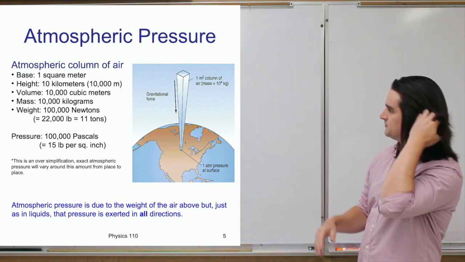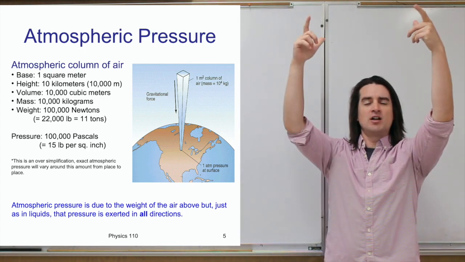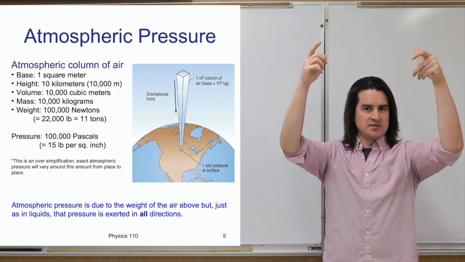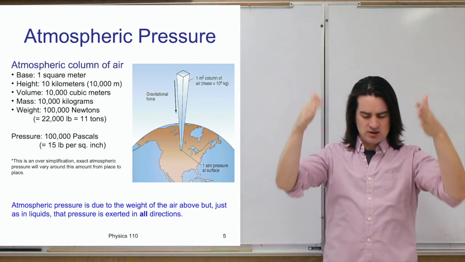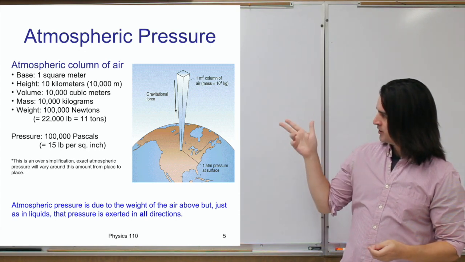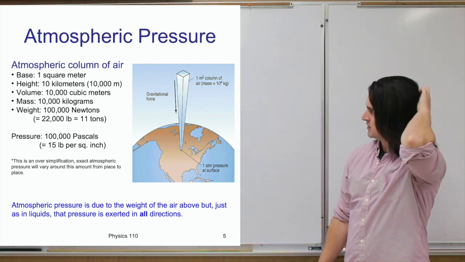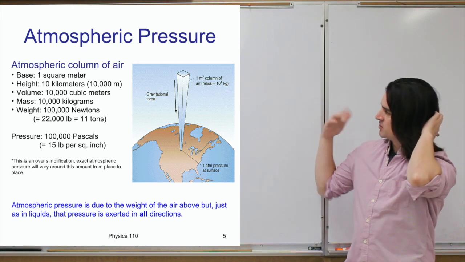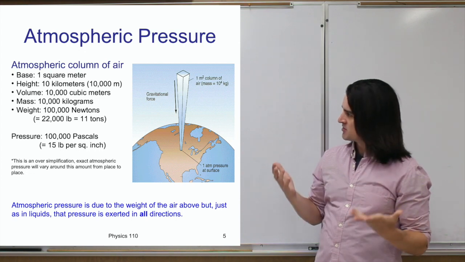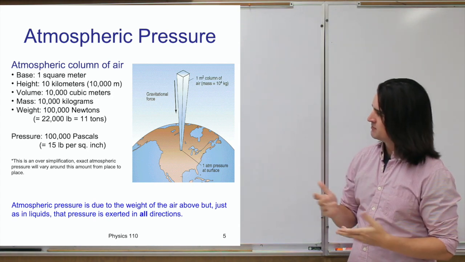Okay? So take our 1 square meter and imagine extending this column of air, 1 square meter around, all the way up to the top of the atmosphere. It's the weight of all of that air in that column that's pushing down on this square meter. So the volume would be 1 square meter multiplied by the height of the atmosphere, 10,000 meters, so we get 10,000 cubic meters, and the mass of that, using the density of air, turns out to be 10,000 kilograms.